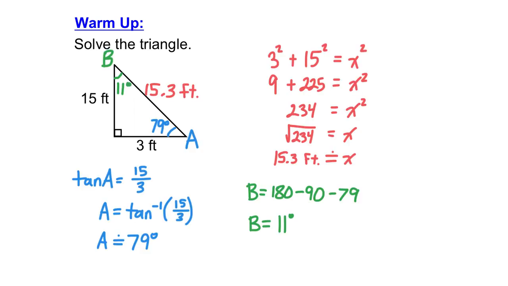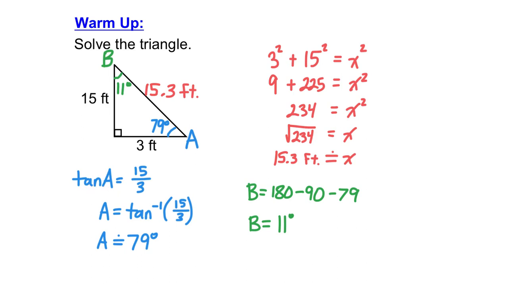Hopefully you were able to try this question. These are the answers I got. The hypotenuse is 15.3 feet, the top angle is 11 degrees, and the bottom angle is 79 degrees. This is how I did it. I found the missing side length using the Pythagorean theorem. I found the bottom angle using the tangent ratio.